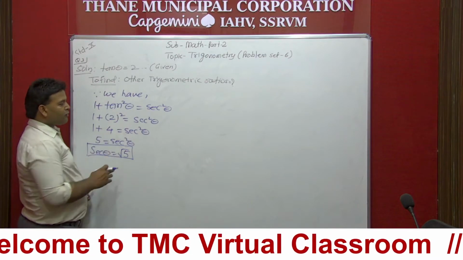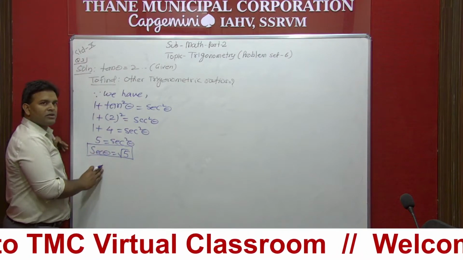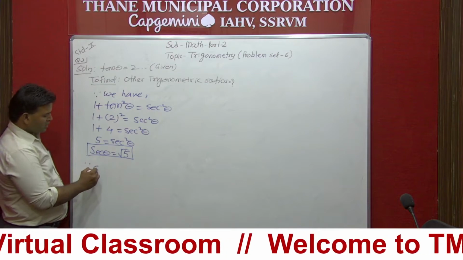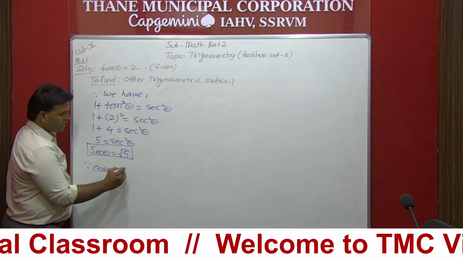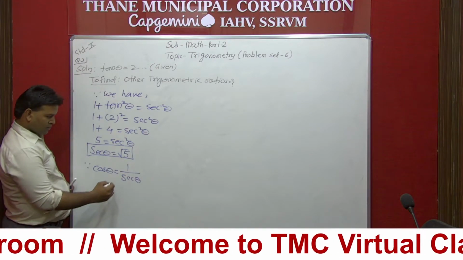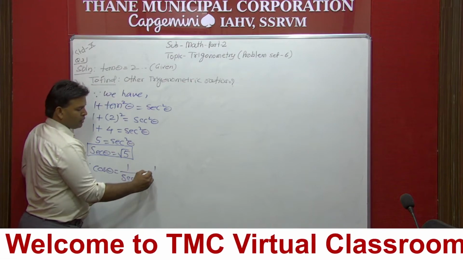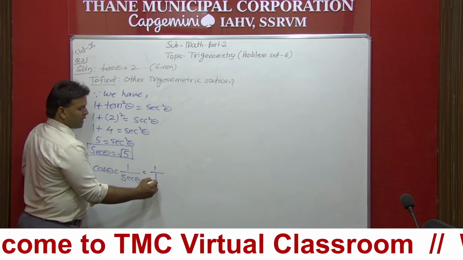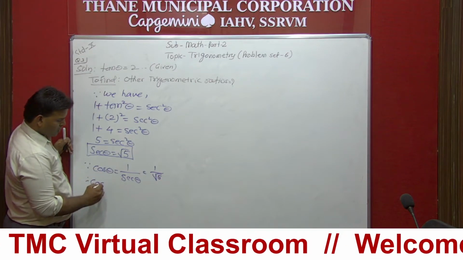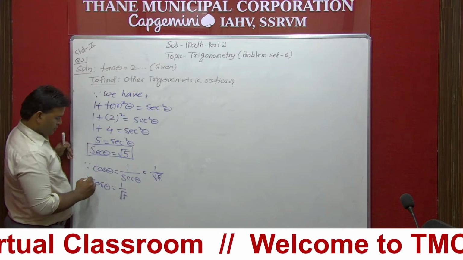Sec is the reciprocal of cos. So I got sec, so on the basis of sec, I can find out cos. Since cos theta is equal to 1 upon sec theta, that is equal to 1 upon the value of sec theta, which is root 5. Therefore cos theta is equal to 1 upon root 5.